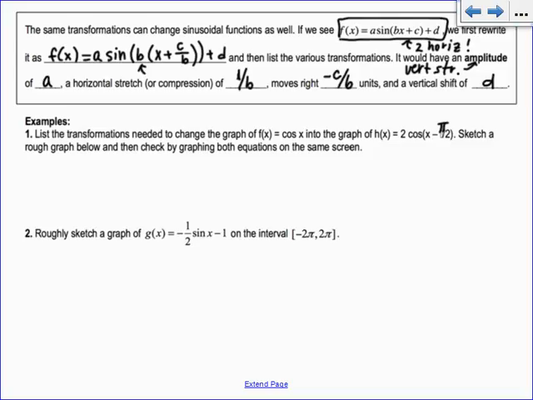All right, so list the transformations needed to change the graph of f of x equals cosine of x into the graph of h of x equals 2 times cosine of x minus pi over 2. So just think about our transformations. That's all we're doing. If I have something in parentheses with x, and it says x minus pi over 2, what direction am I moving? Left. No. Right. I just said you guys were experts on this. You guys are going, "I'm wrong now?" Man, right pi over 2. All right, what about the 2 out front?